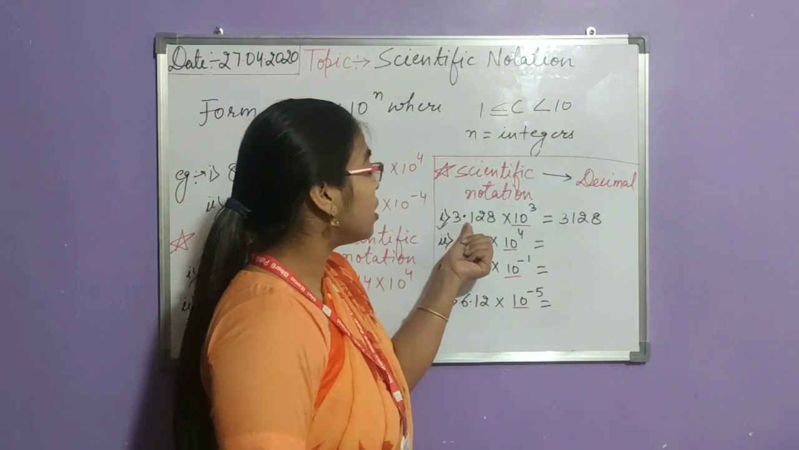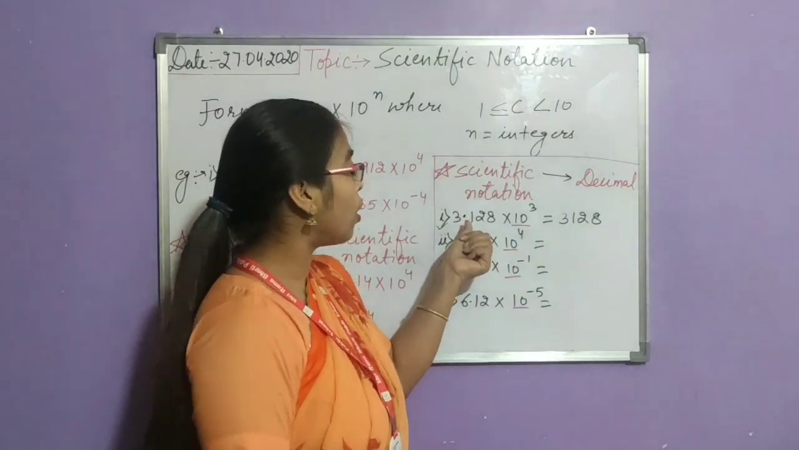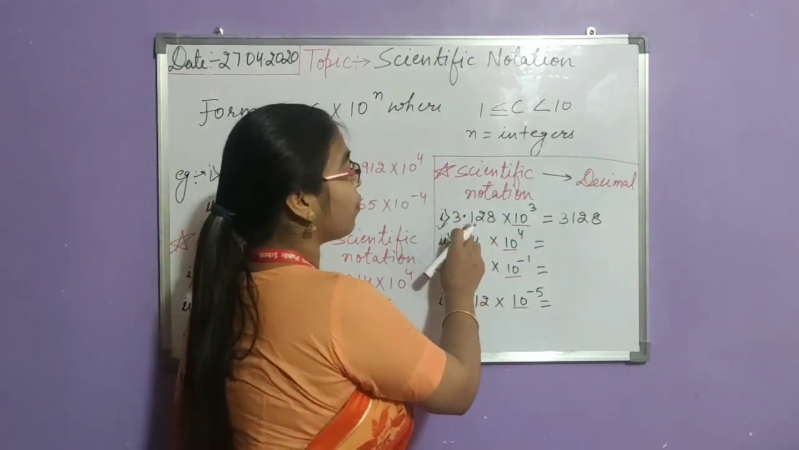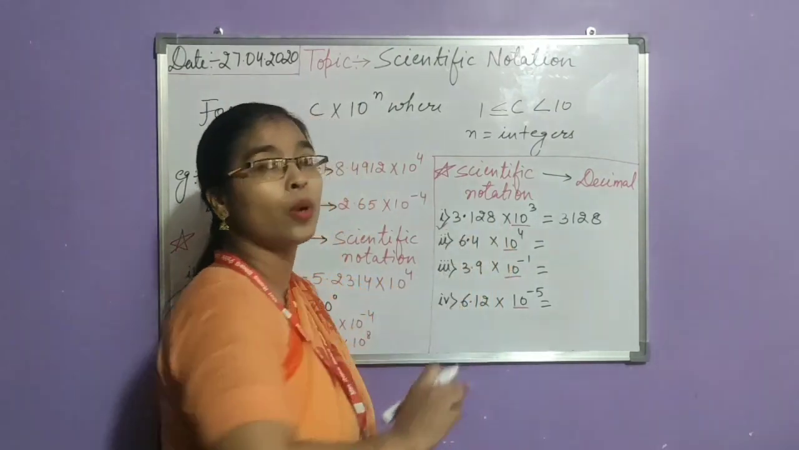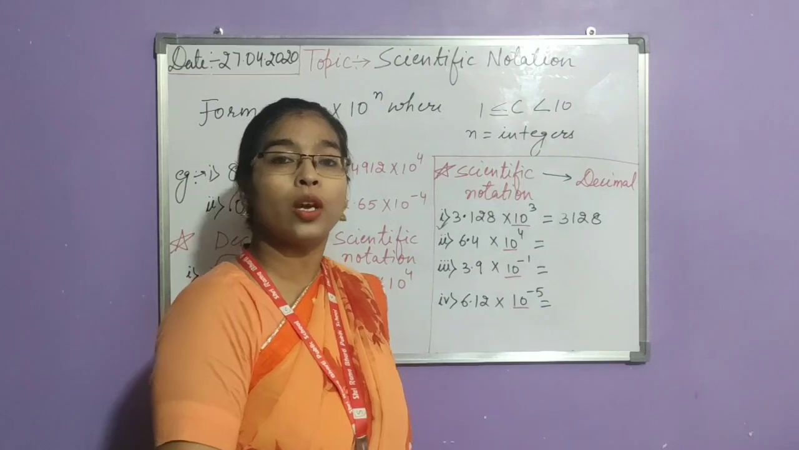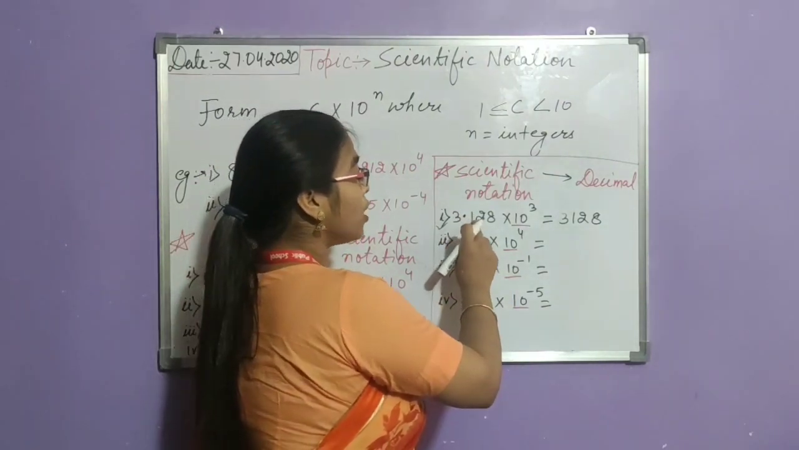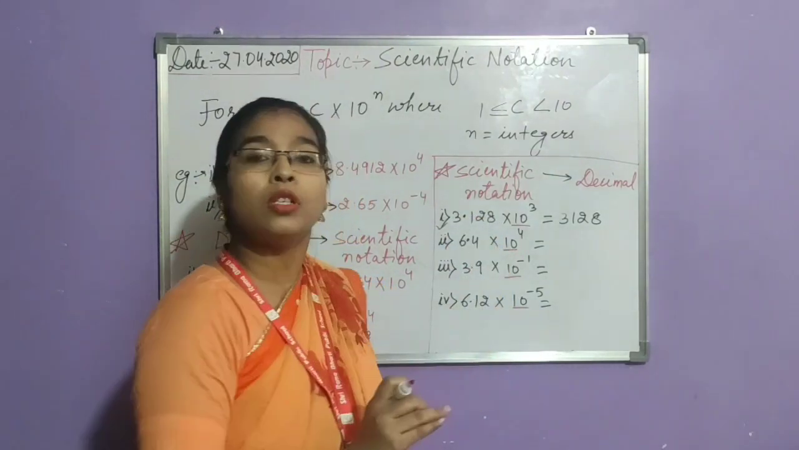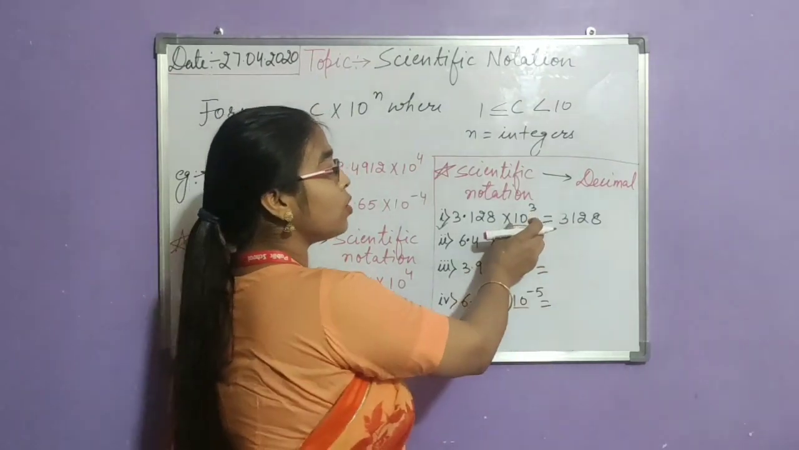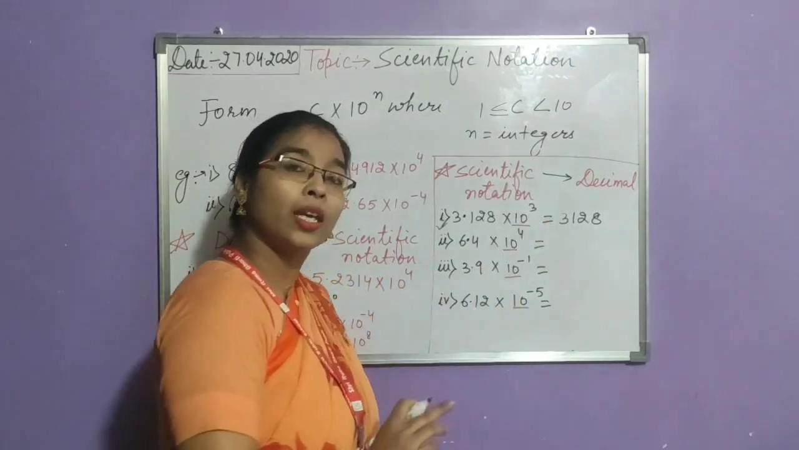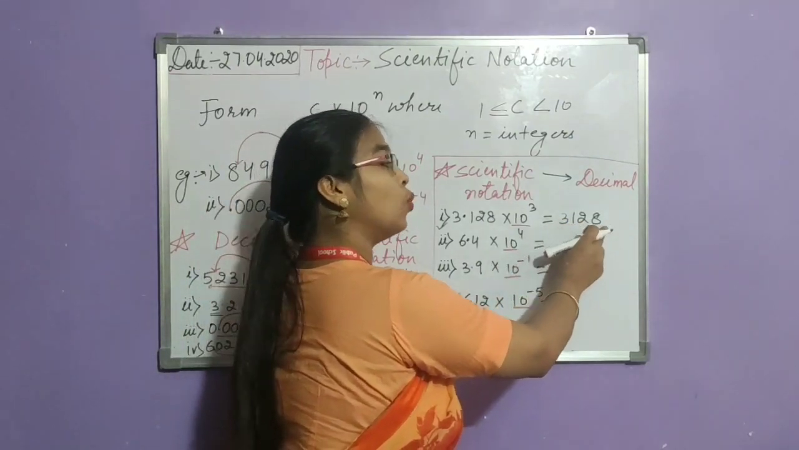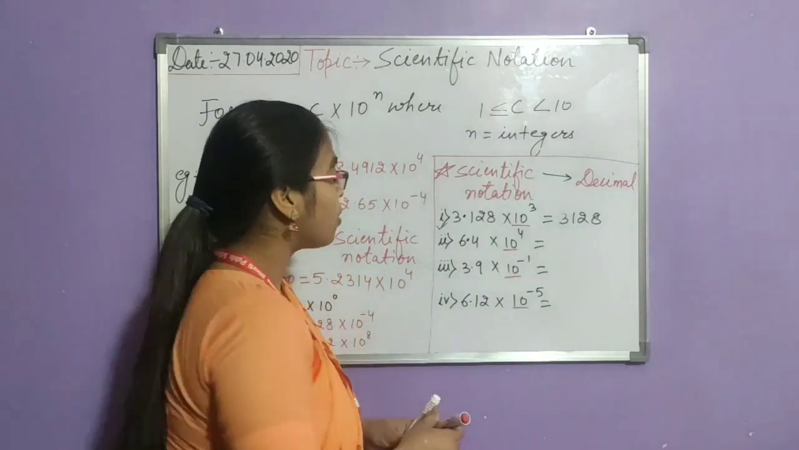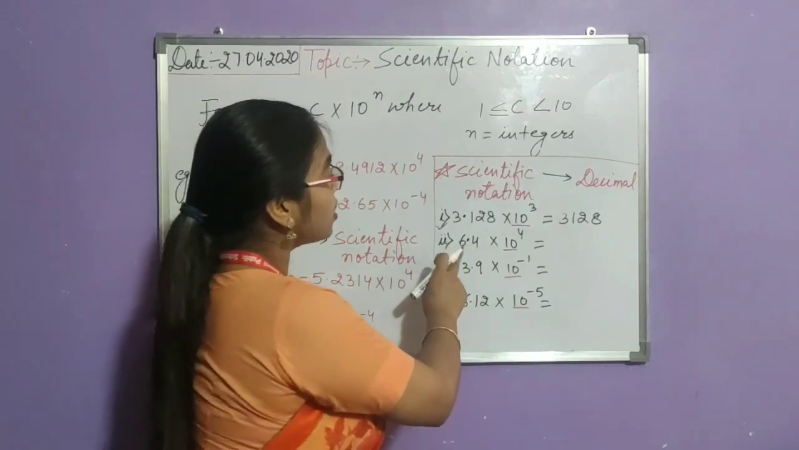See here, the decimal point is here. So in order to remove it, we have to move towards the right side. When we are moving towards the right side, how many places are we moving? 1, 2, 3. 3 numbers we are crossing. So this 10 raised to the power 3 will cancel out and our number will be 3128.